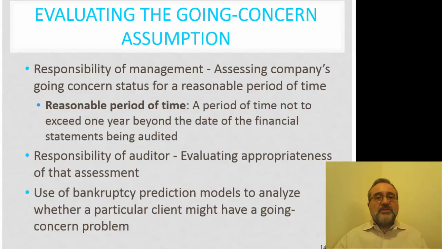A going concern is an organization that is going to continue in business for at least beyond the next year. So what we're looking for is the company's going concern status for a reasonable period of time. Again, the reasonable period of time is a period not to exceed 1 year beyond the date of the financial statements being audited. The responsibility of the auditor is to evaluate the appropriateness of the evidence.